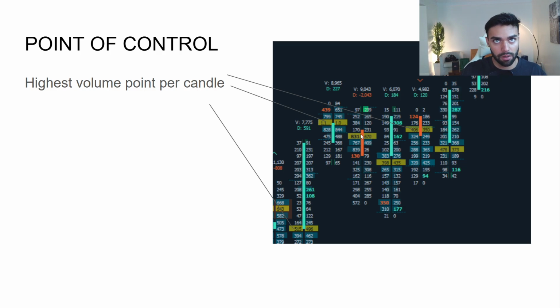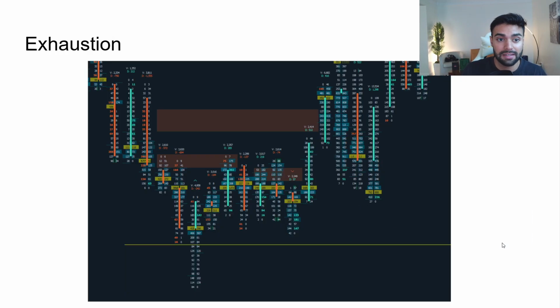This candle, the highest volume was right here in the yellow line. So you can actually see the point of control per 5 minute candle or daily candle. So you can see exactly where the most amount of volume was transacted, because we know volume moves the market. If there's a significant amount of volume at one specific price level, that level is important. You should probably start paying attention to it.